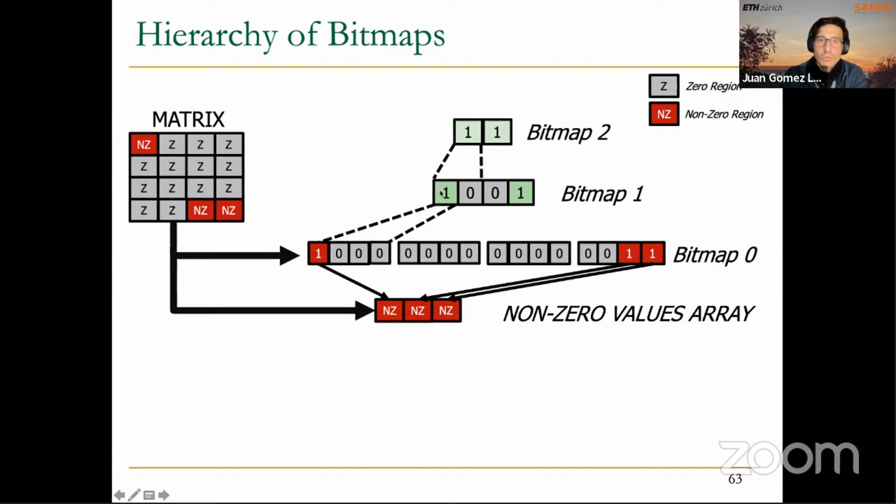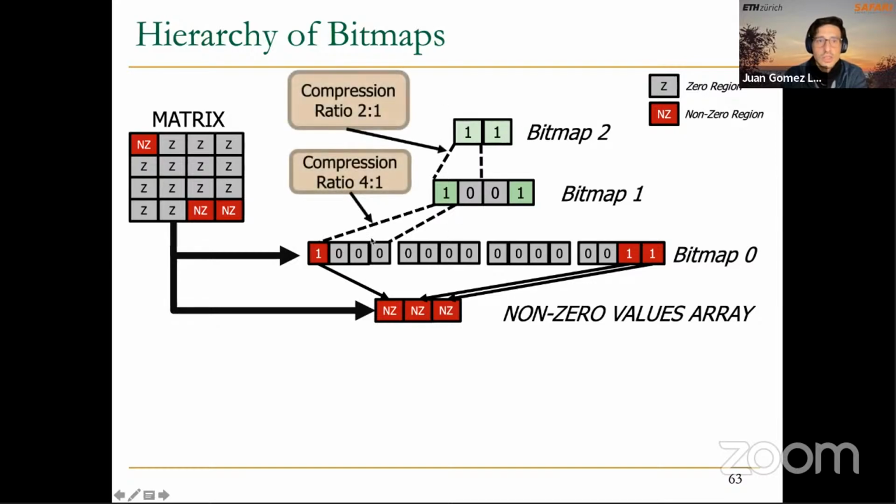We might even want to compress even more and have another level of the hierarchy of bitmaps. So as you can see, from bitmap 0 to bitmap 1, we are applying a compression ratio of 4:1. From bitmap 1 to bitmap 2, we are applying a compression ratio of 2:1. But these are also configurable. So depending on the specific matrix that we want to compress, we may want to use different compression ratios for the bitmap, same as we may also want to use different sizes for the blocks of non-zero elements.